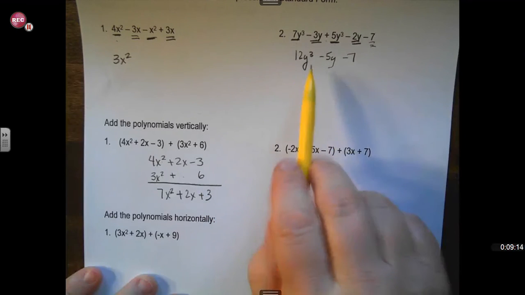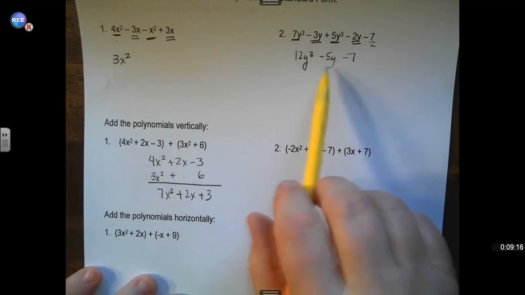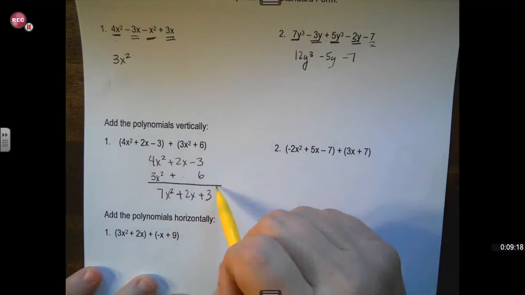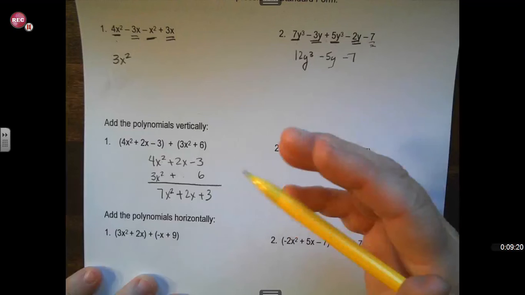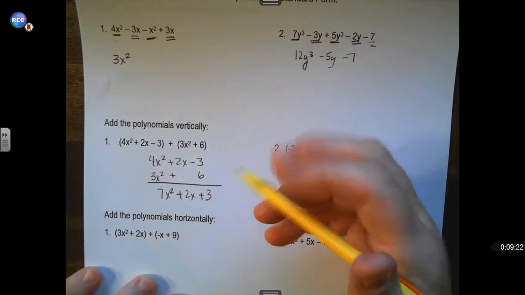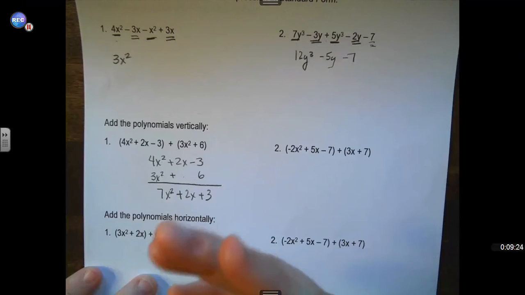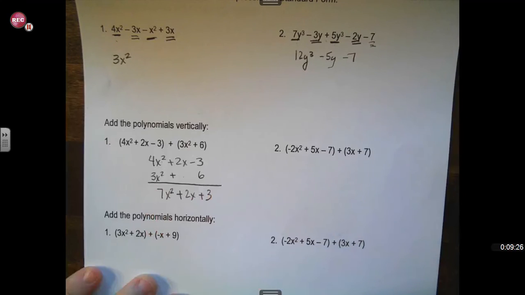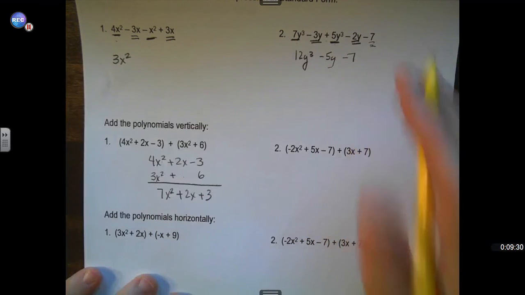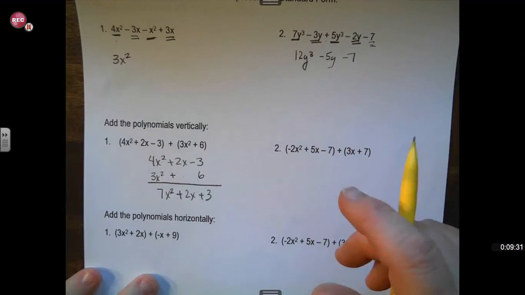Personally, I would rather do these up here, because when we're applying adding like terms, we're not going to take the time to write them vertically and add them that way. But it is in your homework, so we do need to know how to do that.